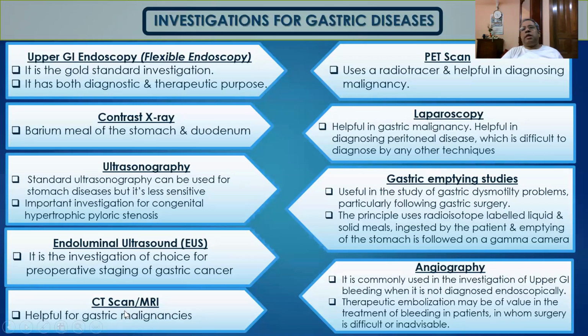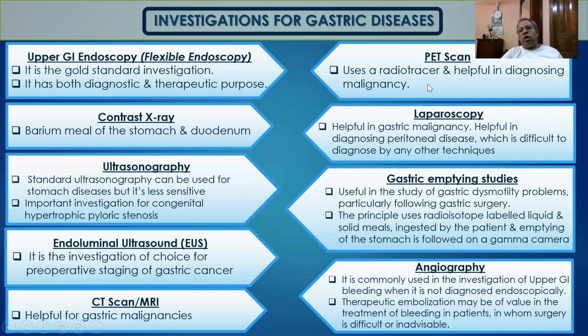We can do the CT scan for visualization of the stomach size, stomach vicinity, lymph nodes, and infiltration of the surrounding organs. That can easily be evaluated by doing the CT scan or MRI. But for the stomach, we commonly do the CT scan. Another one is PET scan.